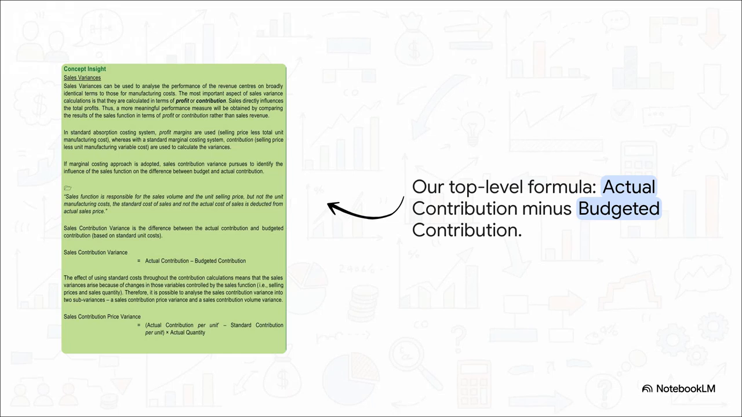And the formula for it is, thankfully, pretty simple. The sales contribution variance is just your actual contribution minus your budgeted contribution. Now, one really important thing to remember is that we use standard costs here. Why? Because we want to isolate the performance of the sales team, not the efficiency of the factory. If the number you get is positive, that's a favorable variance. Awesome. If it's negative, it's adverse. And that's where our real investigation begins.